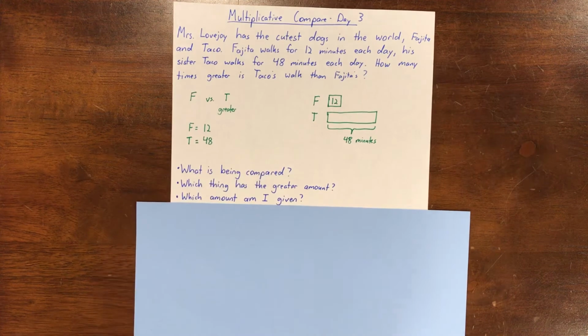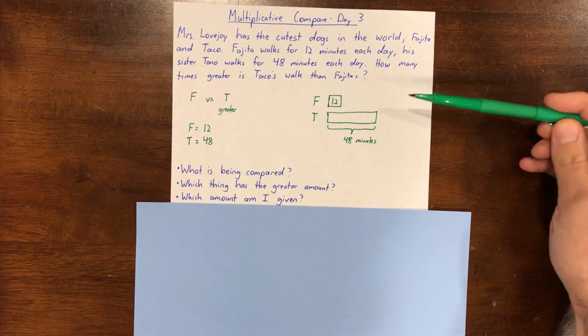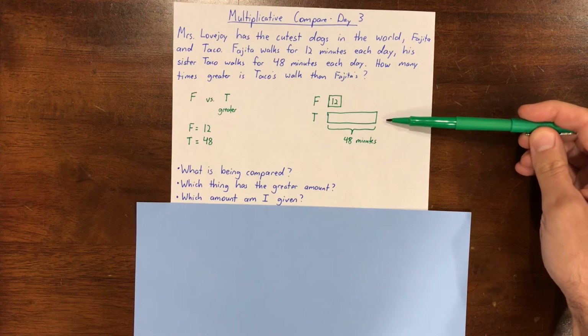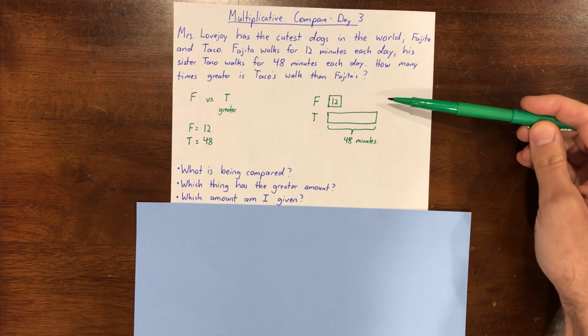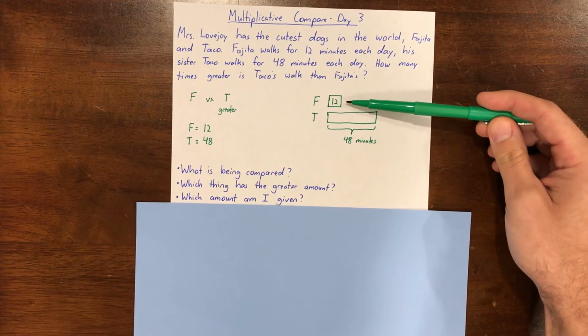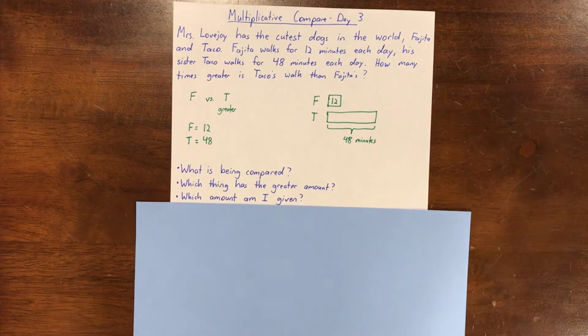But what do we need to figure out in this problem? Say it out loud. Right. We need to figure out how many times greater Taco's walk is than Fajita's. We don't know how many times we're going to have to repeat 12 in order to make it equal to 48 minutes of Fajita's walk.